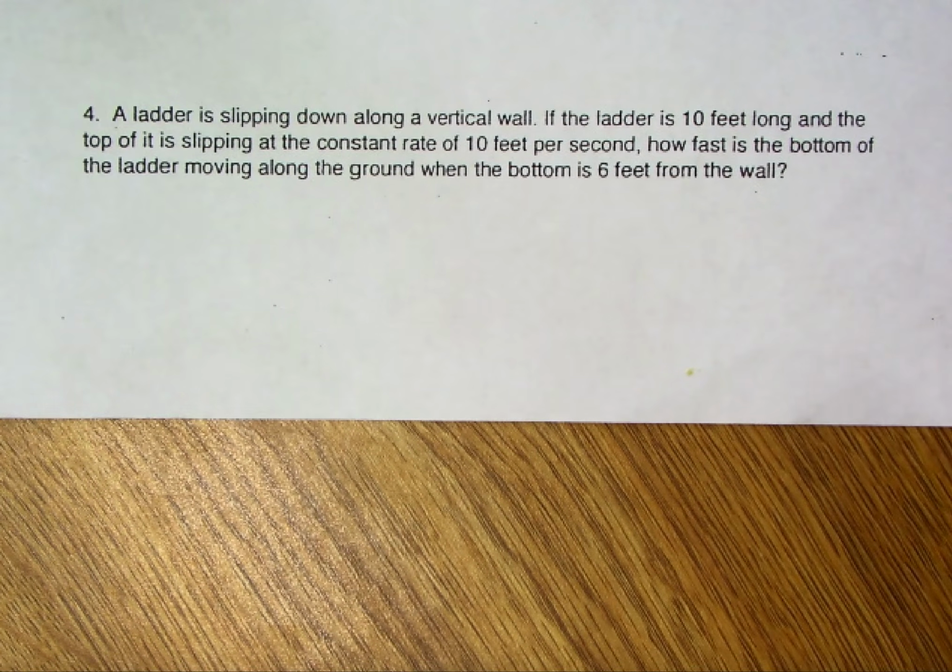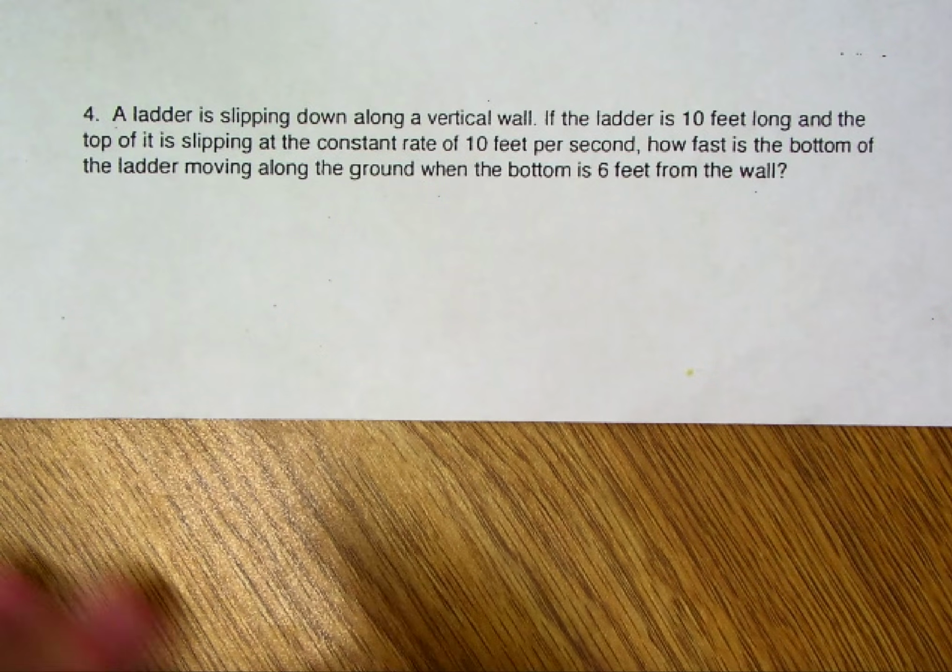A ladder is slipping down along a vertical wall. The ladder is 10 feet long, and the top of it is slipping at the constant rate of 10 feet per second. How fast is the bottom of the ladder moving along the ground when the bottom is 6 feet from the wall? That is a lot, and that's why I use DREADS. I'm going to draw a picture.